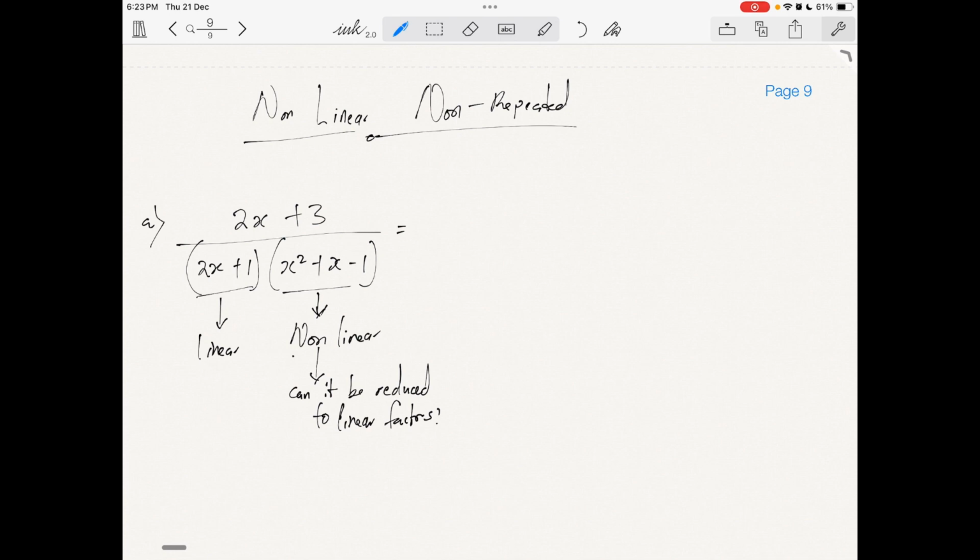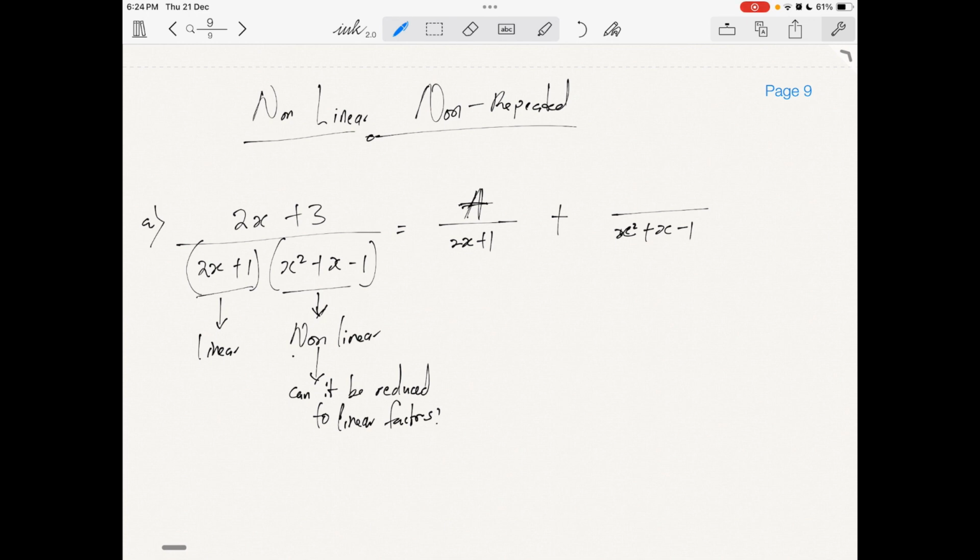If it is reduced, it leads to complex numbers. So as usual, we have two factors: the first one is 2x plus 1, and the next one is x squared plus x minus 1. Very good. Now, the first one is what we are familiar with, 2x plus 1. When it is linear, we just write A first, like we did before.